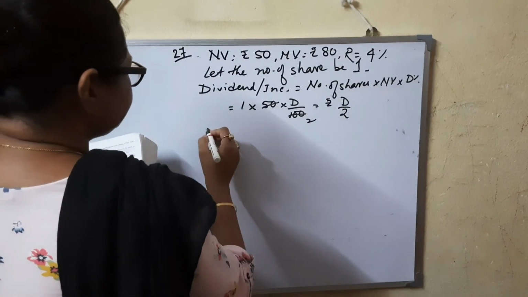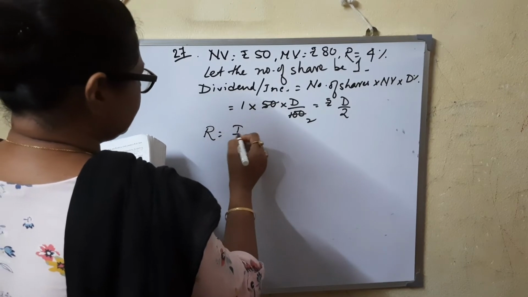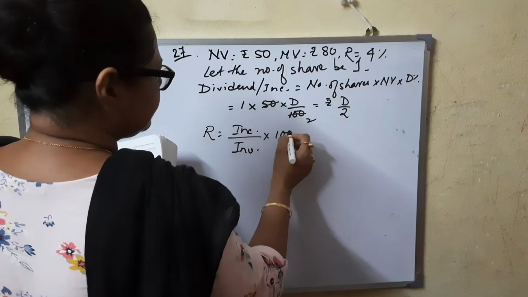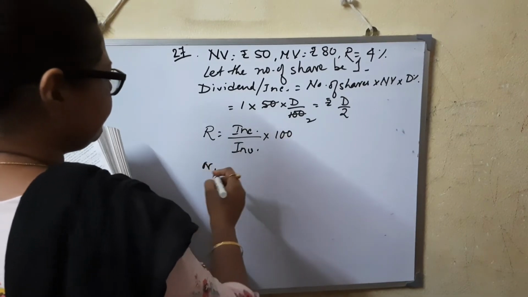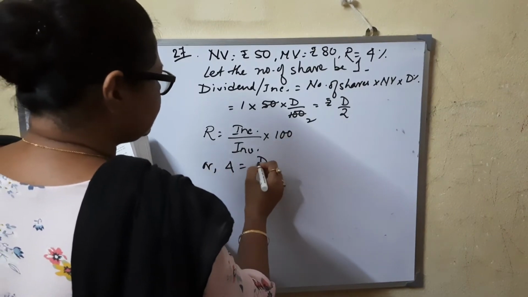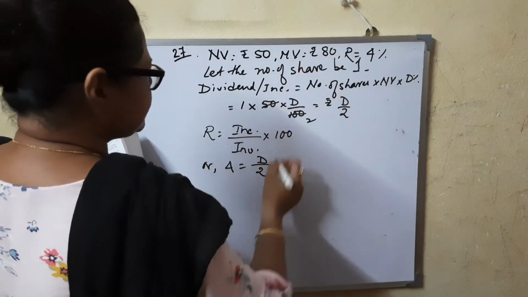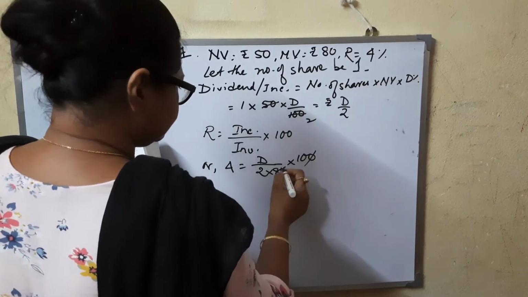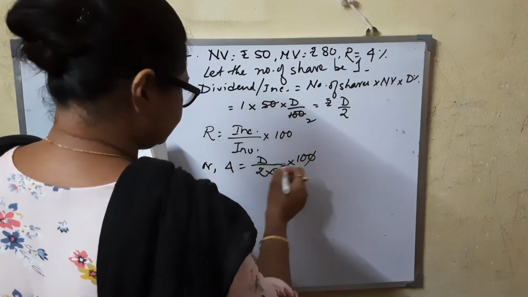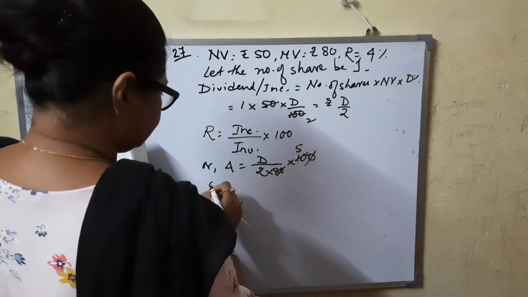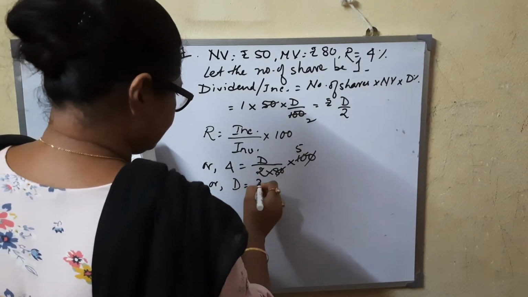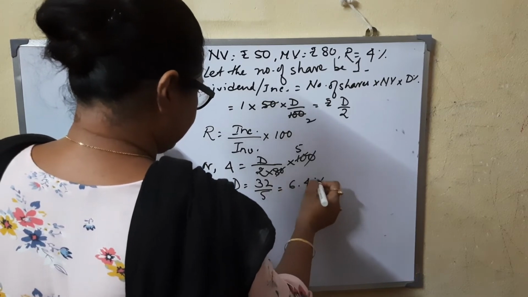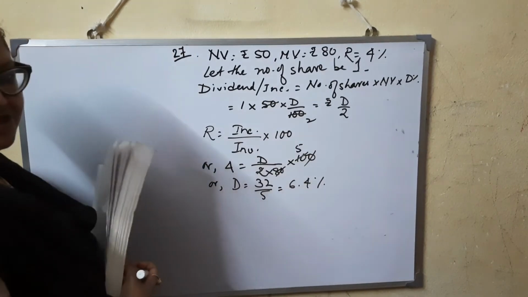Now rate of return is equal to income by investment into 100. Rate of return is given as 4. Income we got D by 2. Investment is 80 into 100. So this is the dividend percent.